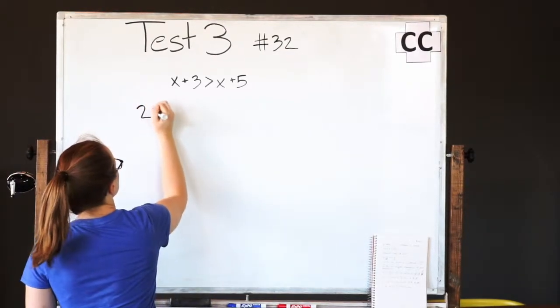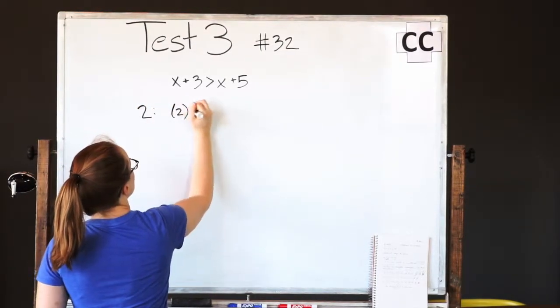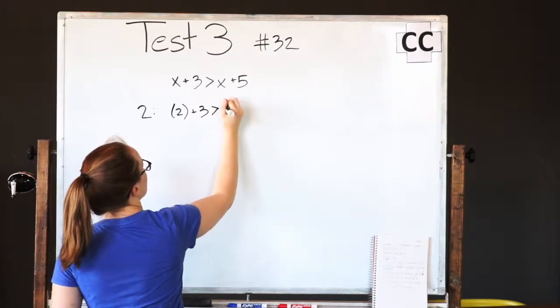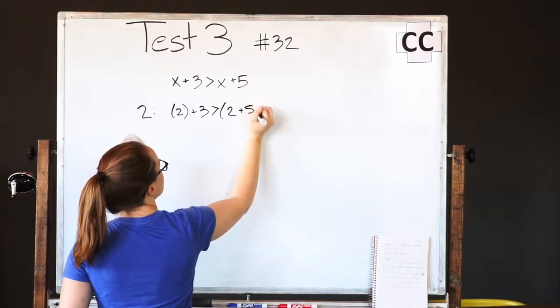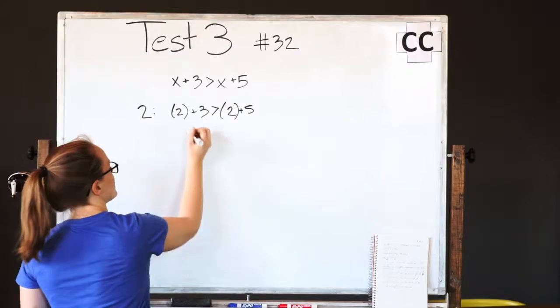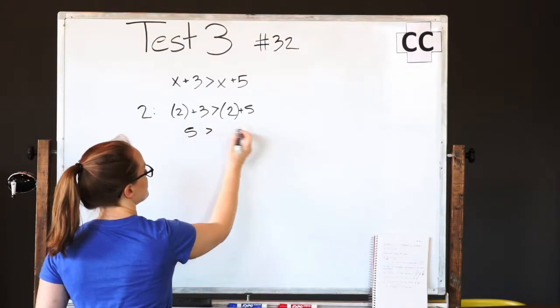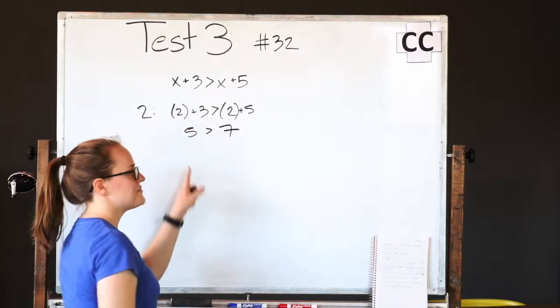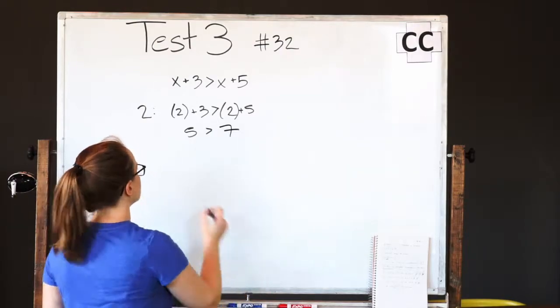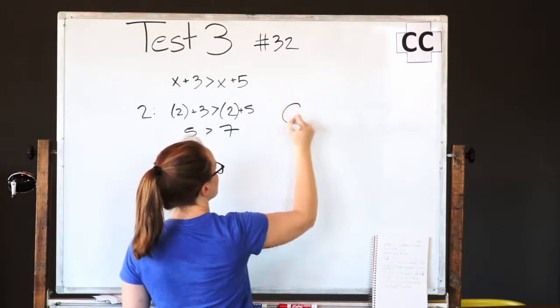So 2. That becomes 2 plus 3 is greater than 2 plus 5. 2 plus 3 is 5, is greater than 2 plus 5. Is 5 greater than 7? No, it's not. So that means that 2 does not work.